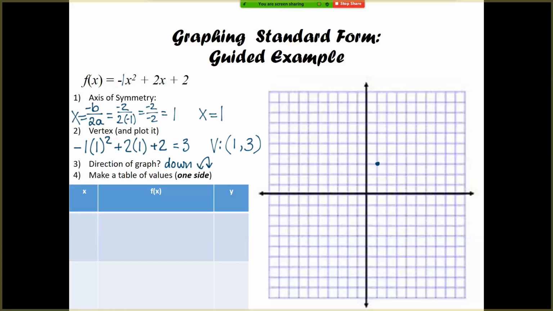So now I get to pick values for my table. So the x coordinate of my vertex was 1, so I can go to the left of 1 and plug in 0 and -1, or I can go to the right and plug in 2 and 3. It does not matter. So I would probably plug in 2 and 3 because they're both positives. I don't want to deal with that -1. If you do 0 and -1, you'll get the same exact graph as I would. So it doesn't matter. All right, so let's see.